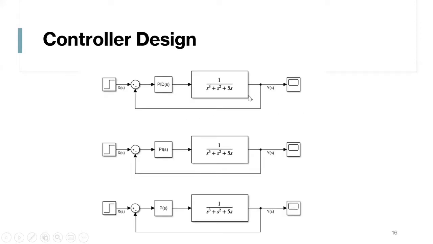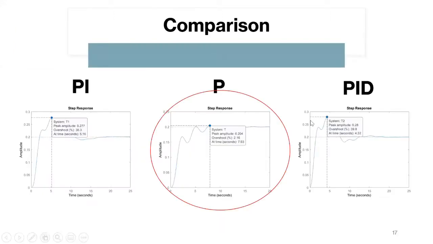Using the parameters previously mentioned, we can set up the P, PI, and PID controls in Simulink. The end result will give you the step response graphs adjusted to the P, PI, and PID controls.